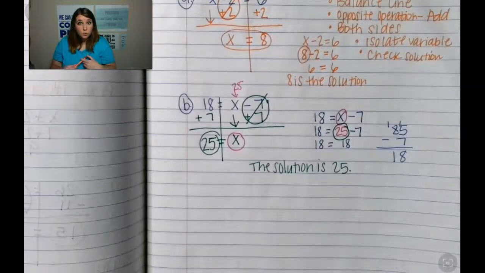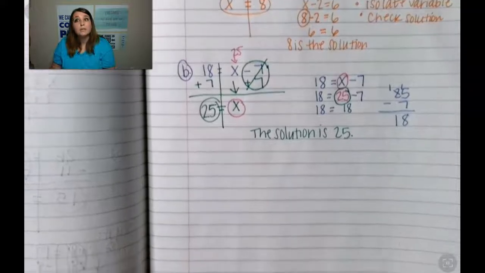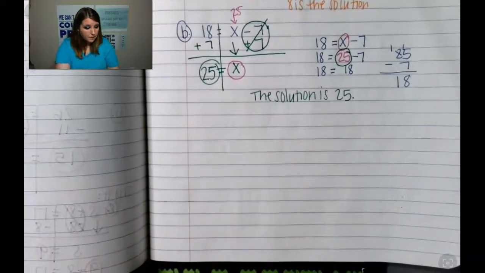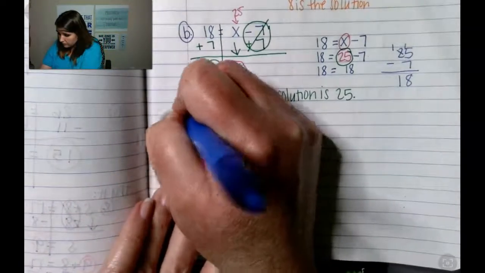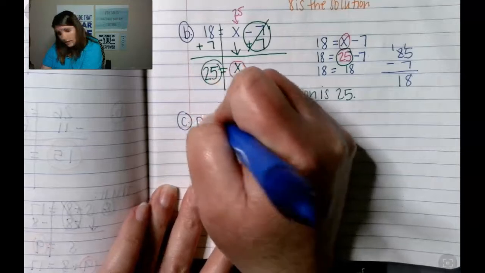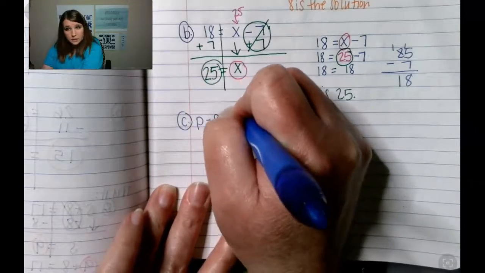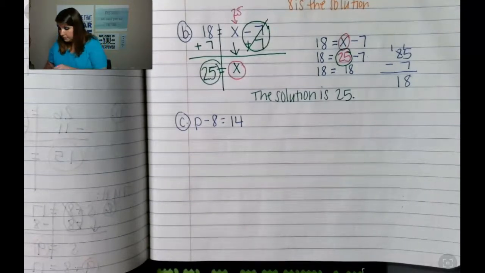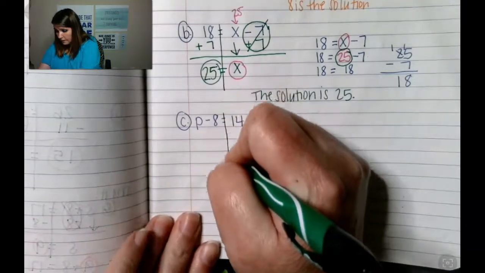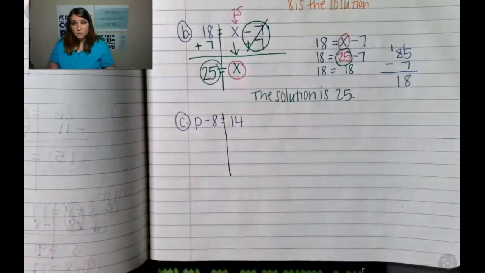Okay, let's do one more together because it is weird with the subtraction being there, and then I'm going to let you do a try it. Okay, the next one that I want to look at says p minus 8 equals 14. Okay, again, step 1, draw the balance line. So we want to draw that line, draw our balance line, and now step 2, do the opposite.